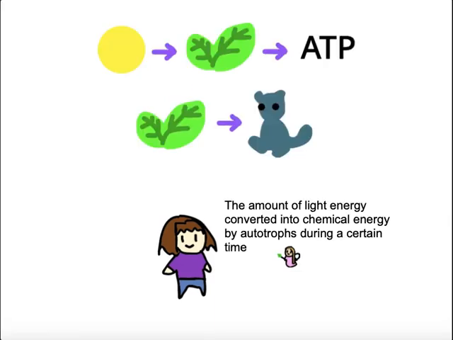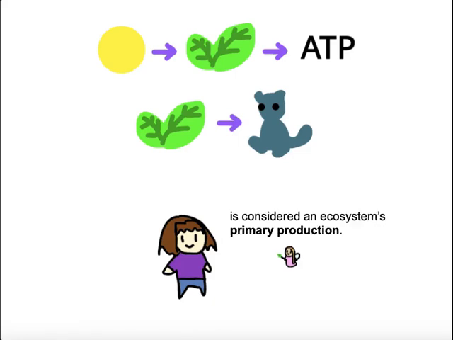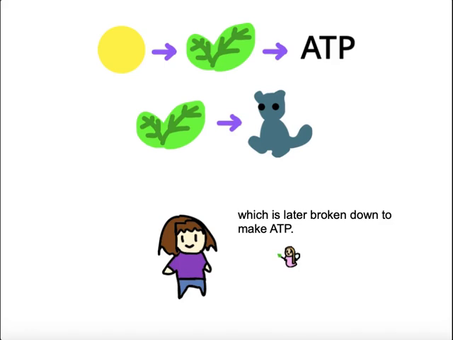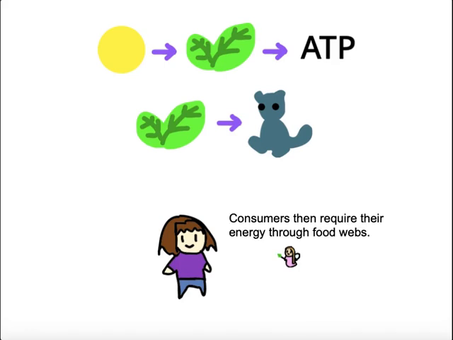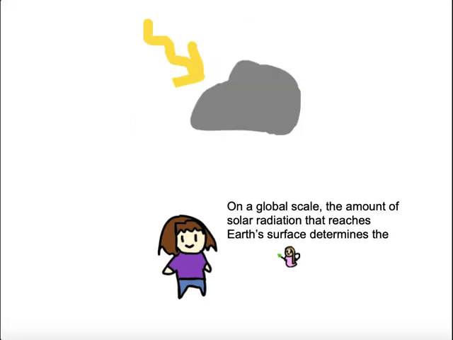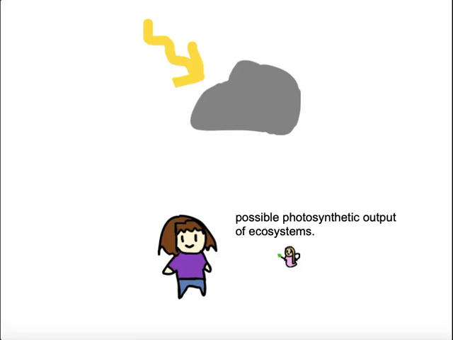The amount of light energy converted into chemical energy by autotrophs during a certain time is considered an ecosystem's primary production. Most primary producers synthesize energy-rich organic molecules, which are later broken down to make ATP. Consumers then acquire their energy through food webs. This means that the total amount of photosynthetic production sets the spending limit for the ecosystem's energy budget. On a global scale, the amount of solar radiation that reaches Earth's surface determines the possible photosynthetic output of ecosystems.